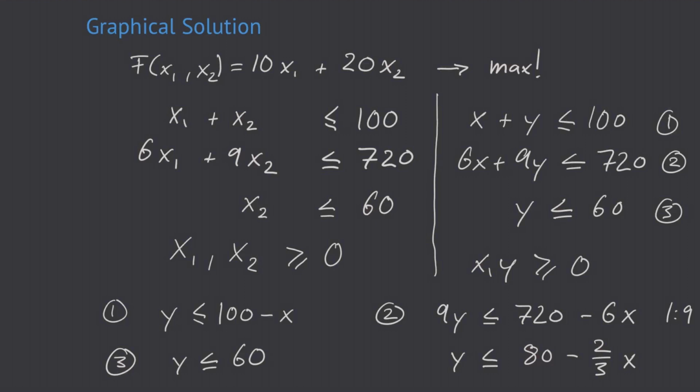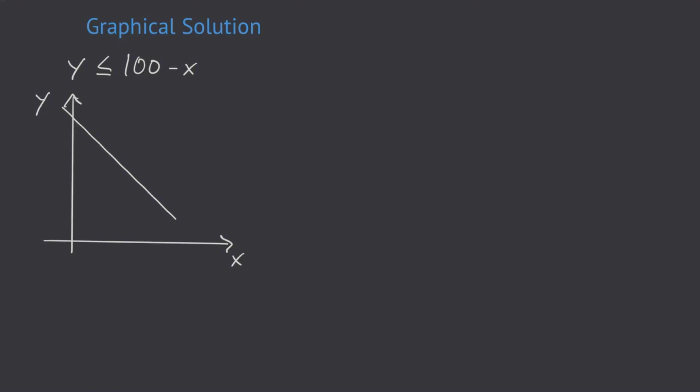Now, what do those inequalities stand for? The first inequality, y is less or equal 100 minus x. If we draw this graphically, x and y, now we can draw a line here. This is 100, this is 100. And since this is an inequality, everything that's below this line fits this inequality. So y less or equal 100 minus x means everything here in the blue region, including the line.